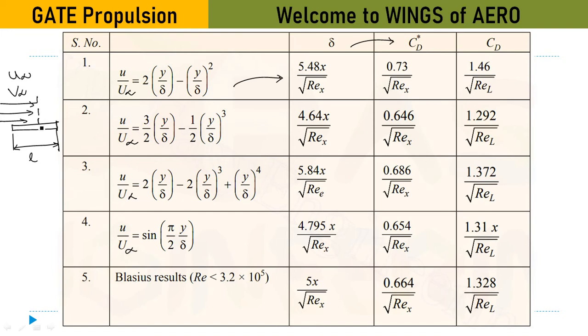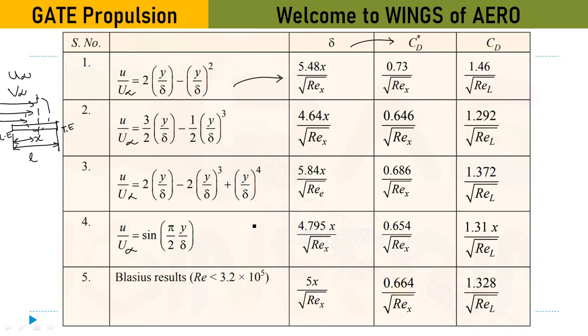It's very important to remember, but in most cases we use the Blasius result. What this Blasius result does is it is applicable if your Reynolds number is within 3.2 into 10 power 5. For whatever problem has been given to you, first you need to find the Reynolds number. If the Reynolds number is within the limit, then you apply the Blasius result. If not, then you have to use the turbulent one.